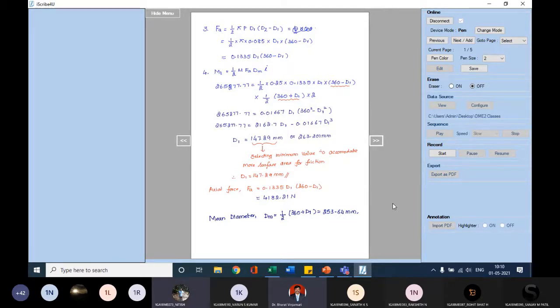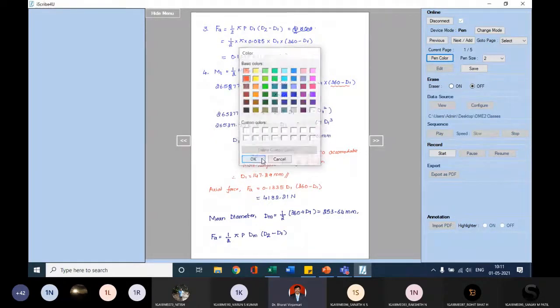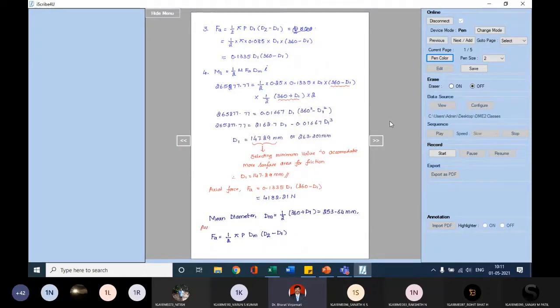FA is equal to half pi P into dm into (d2 minus d1). Instead of this, I go for dm, multiplied by d2 minus d1. It is dm, guys. This is most important, because I am trying to find the average pressure. Since it is average pressure, we are going to use the concept of dm.